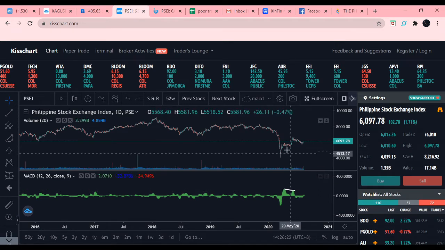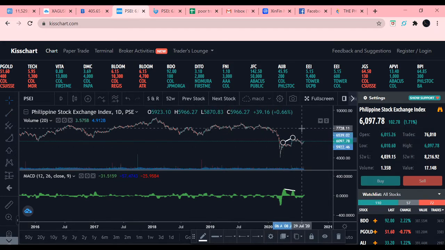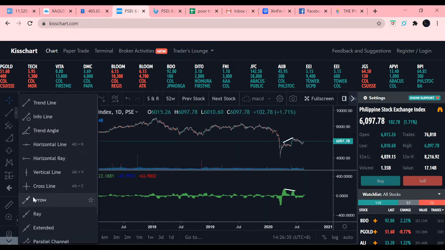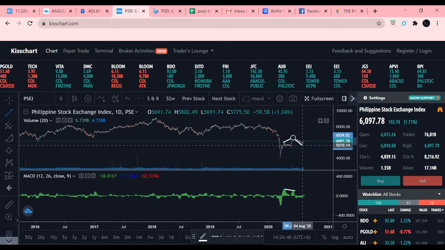So, ito, big to small. Check natin yung price. Actually, the price is going up. So, this is actually an example of a bearish divergence. So, makikita mo yung price is bumaba siya. So, yun ang nangyari.